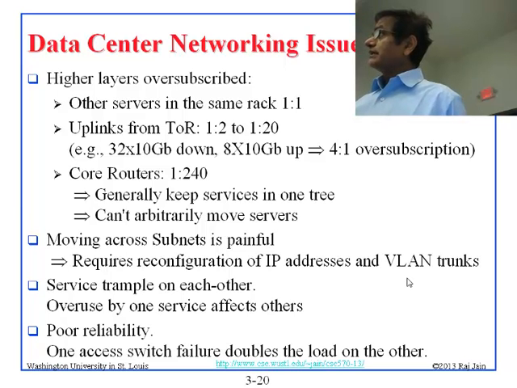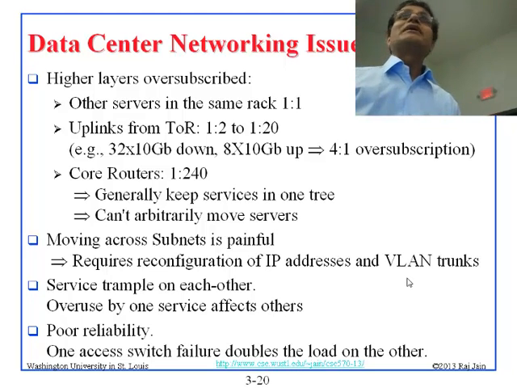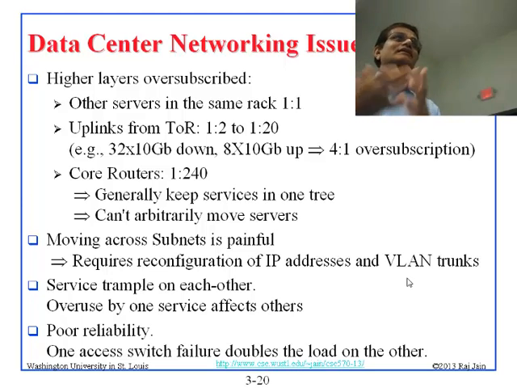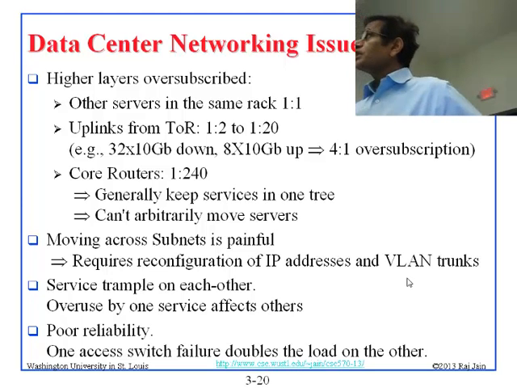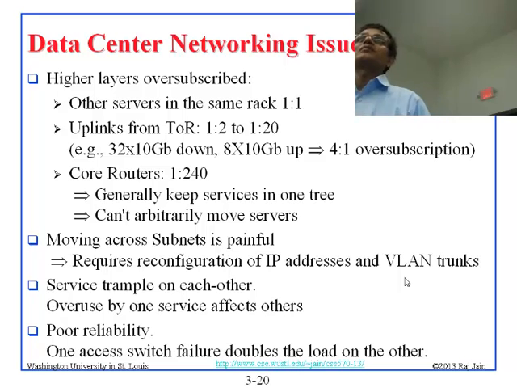So basically, some services trample on each other. Overuse by one service affects others. The second thing is because of the oversubscription, everybody affects everybody else. If you are oversubscribed, there is only 1 gigabit and 240 people are trying to get in. What is going to happen? Somebody is going to be killed, right? It better not be you. And that's another problem. Poor reliability: one access switch failure doubles the load on the others. And so now we want to design a network topology that will not have these problems.